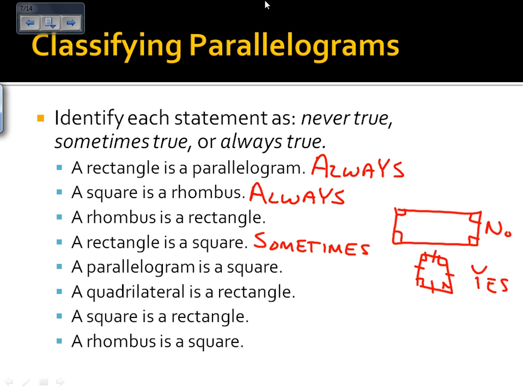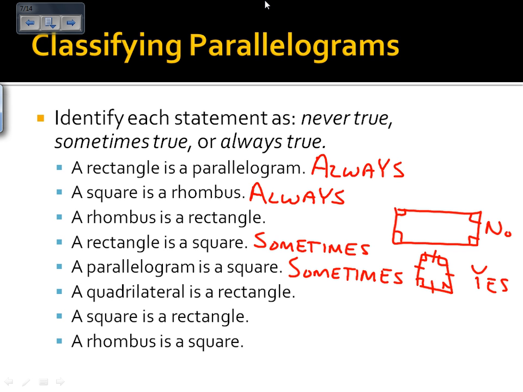Okay? A parallelogram is a square. Take a look. A parallelogram is a square. Is that always true, first? Are all parallelograms squares? No. Can it be true sometimes because they're squares? Yes. So sometimes parallelograms can be squares, just like sometimes dogs can be terriers. Okay, not all the time, but sometimes dogs are terriers.